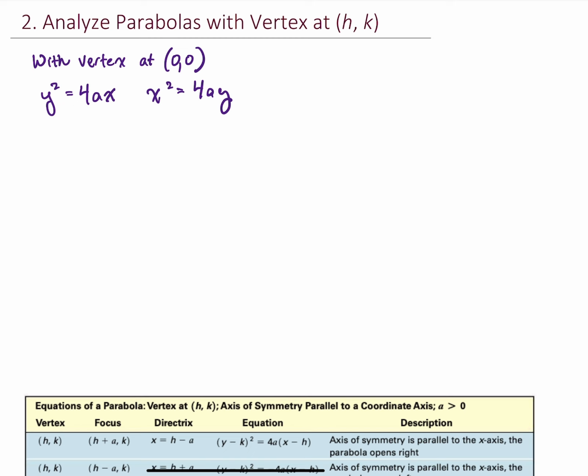So let's just define the vertex. I'll say let the vertex be the point h comma k. If you remember with our equation of a circle, when we generalized it to have any center point, we had those x minus h and y minus k terms. So we'll see that same thing here. Basically, our x will be replaced with x minus h, and our y will be replaced with y minus k. So we can say y minus k squared will equal 4 times a times x minus h.